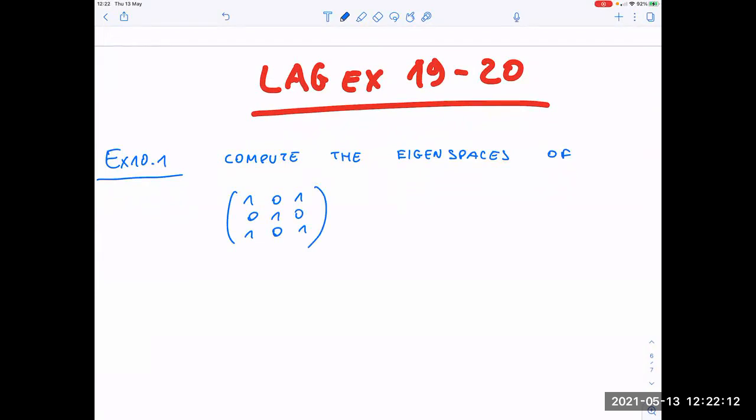So let's see what you think about the eigenspaces of this matrix here. What are the eigenspaces? So it's probably a good idea to start thinking about the eigenvalues and then to go through the eigenspaces.